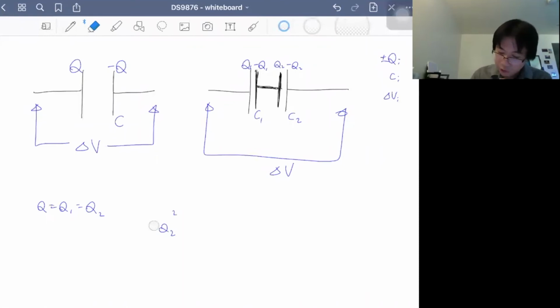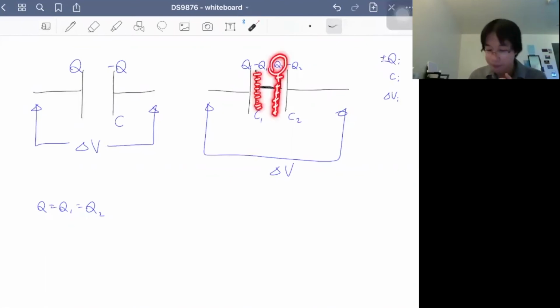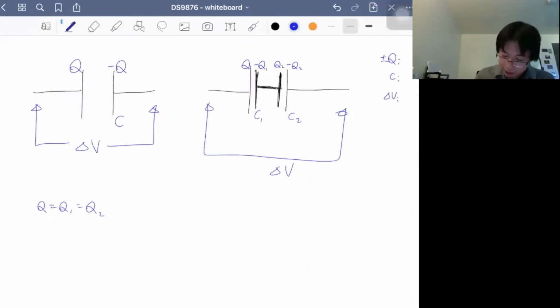It's actually also very obvious from here. If one side has negative Q1, the other side must be positive Q1. Right? So Q2 has to equal positive Q1 because this whole thing was neutral. So the absolute value of Q1 and Q2 has to be the same, right? So this thing has to add up to 0. So that's the relationship for series.